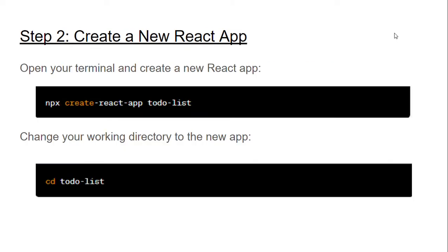Step 2 is we would be creating a new React app. So open your terminal and create a new React app. For that, in the terminal, we have to write the command npx create-react-app todo-list. Now we would be changing our working directory to the new app so that all the changes we will be doing are in the main directory, that is the working directory, and that is cd todo-list.